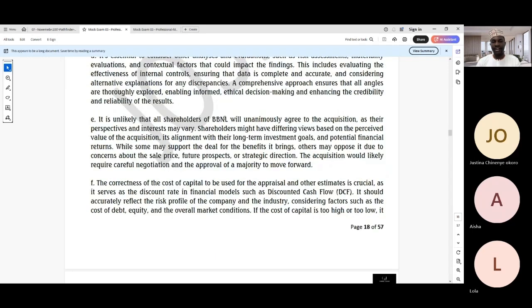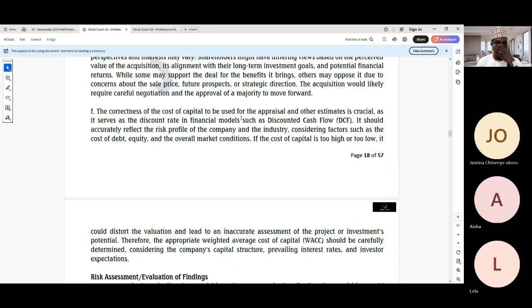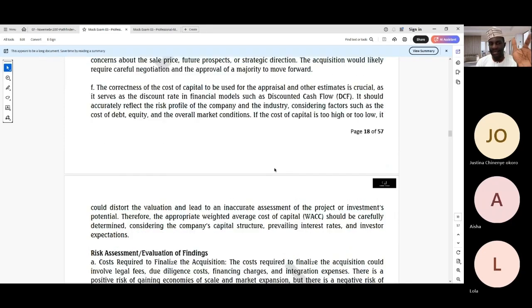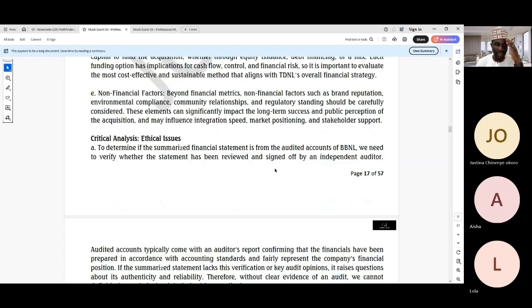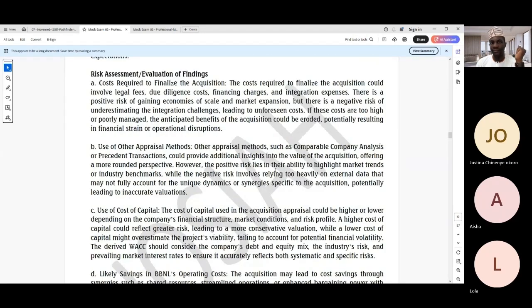So we gave about 5 or 6. There are many things to talk about. So just read through so that in writing, you know what to write and what not to write under this very, very mandatory header, which is ethical issues. Then finally, the header of risk assessment or evaluation of findings. We spoke to the cost required to finalize the acquisition.